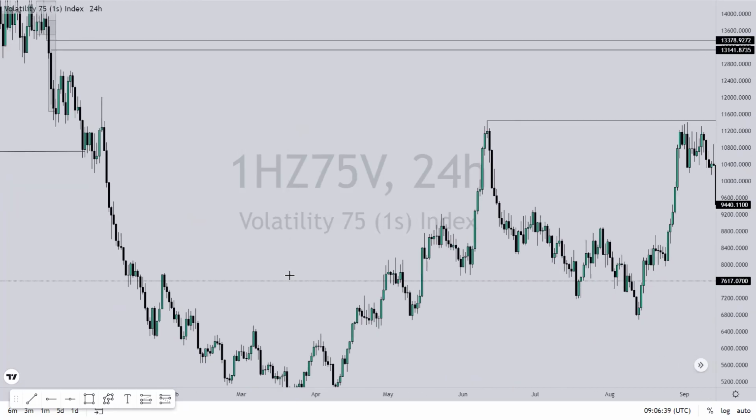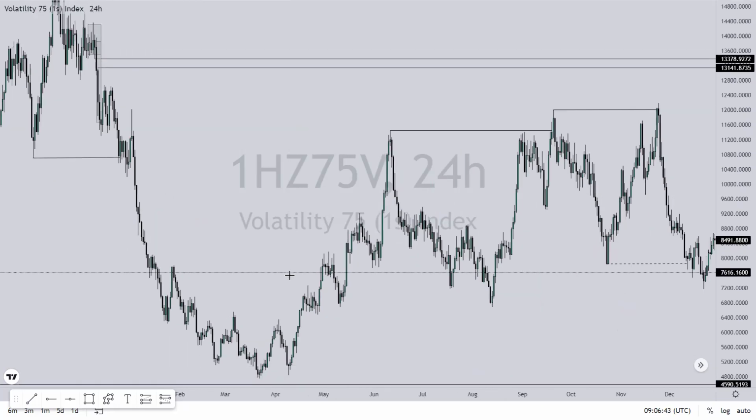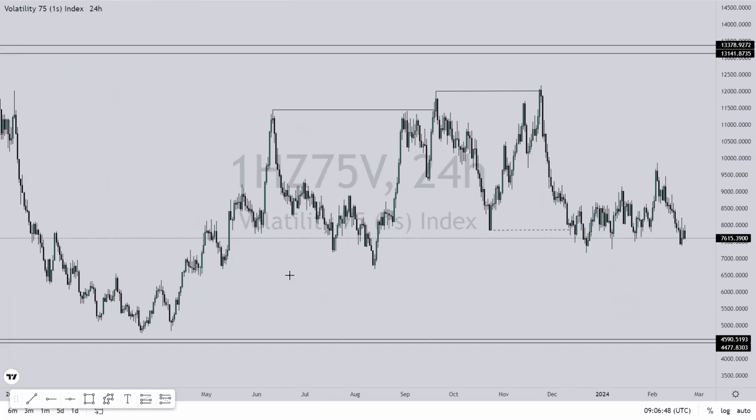So we had that sell area also. Market has not gotten into that sell area. So this is what the market is doing at this zone on this area. So the next thing we have is a break of structure to the upside, which is the internal structure.